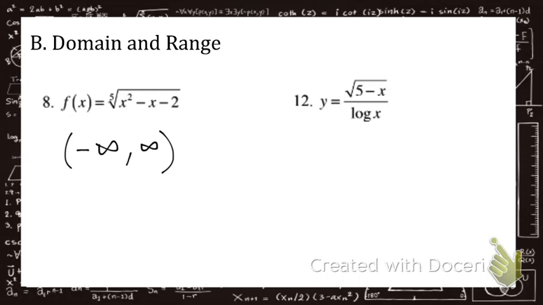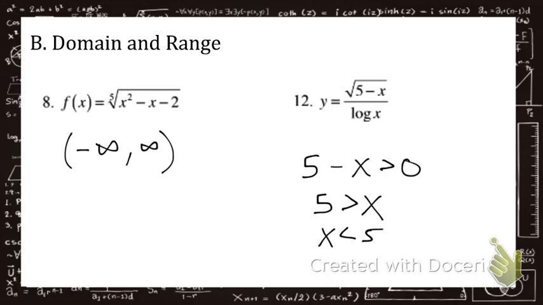For number 12, there are actually quite a few issues with the domain here. The first thing is that 5 minus x has to be greater than 0, because you can't have negative values underneath a radical. So 5 minus x has to be greater than 0, which means that 5 has to be greater than x, or in other words, x has to be less than 5.